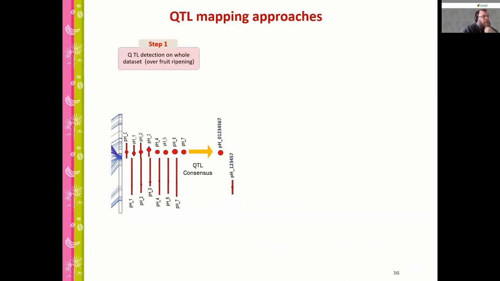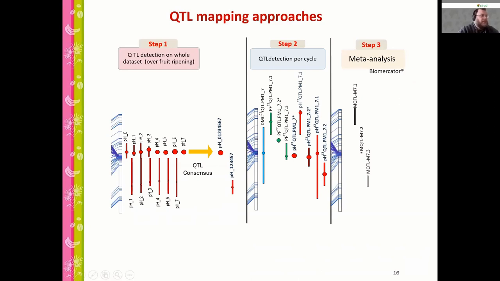So now the QTL mapping approach. Just to show you that we have three steps of detection, because as we have seen, we have a major impact of the interaction between genotype and environment and crop cycle. The first step was performed on the whole data set, day by day of fruit ripening, so including all the crop cycles. And we added another step where the QTL detection was done per cycle, using the data of each cycle separately. After that, we performed a meta-analysis using the results from the first two steps to have some meta-QTLs. But I will only talk about the results of step one today.